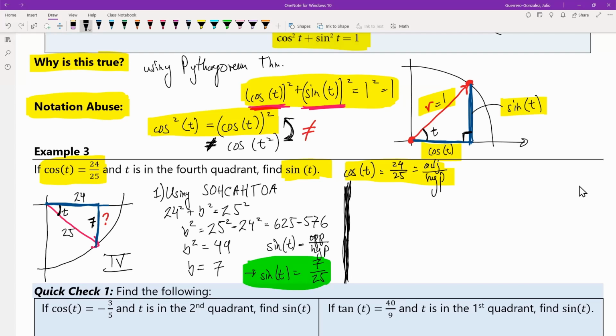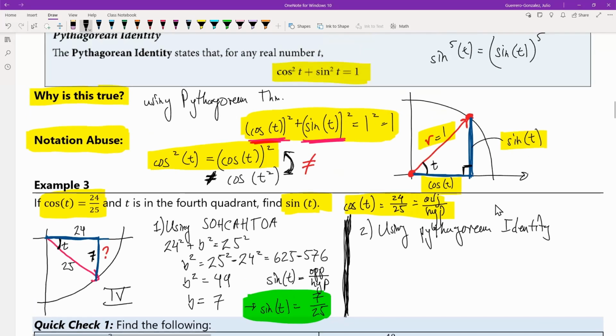The other way of doing it is using the Pythagorean identity, which is the thing that's above: sine squared plus cosine squared is equal to 1. This way, it's one big computation using the Pythagorean identity, but you're going to be messing with fractions. Let me show you what I mean.